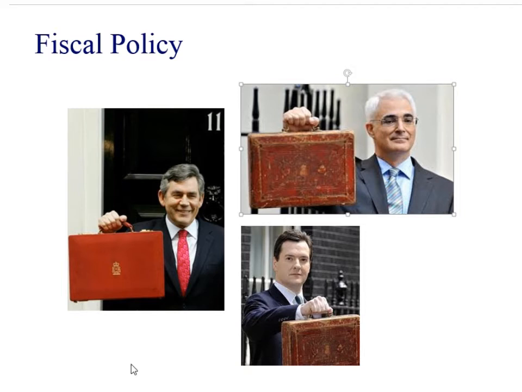But fiscal policy is decided on by the government, and the Chancellor of the Exchequer announces the budget in April each year, and that's the budget for the next year. So it's their decisions on spending and taxation, but they only kick in the following year.